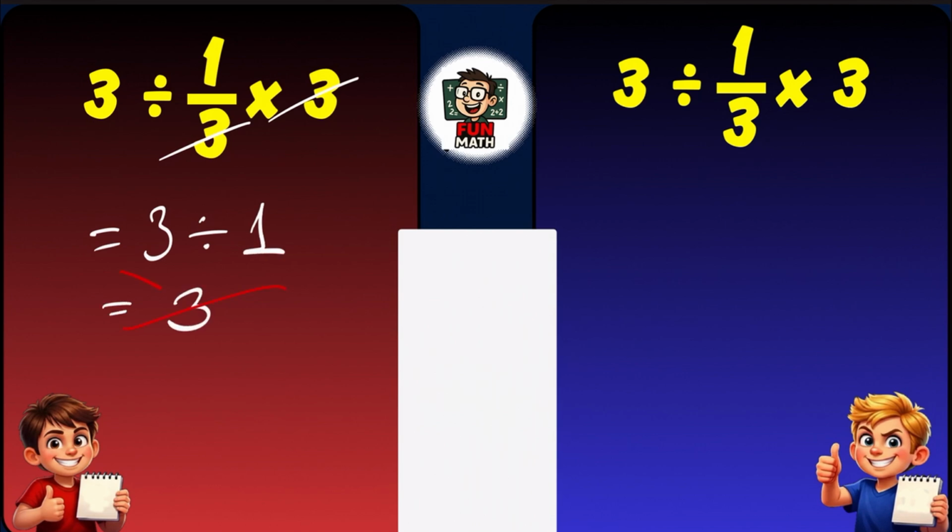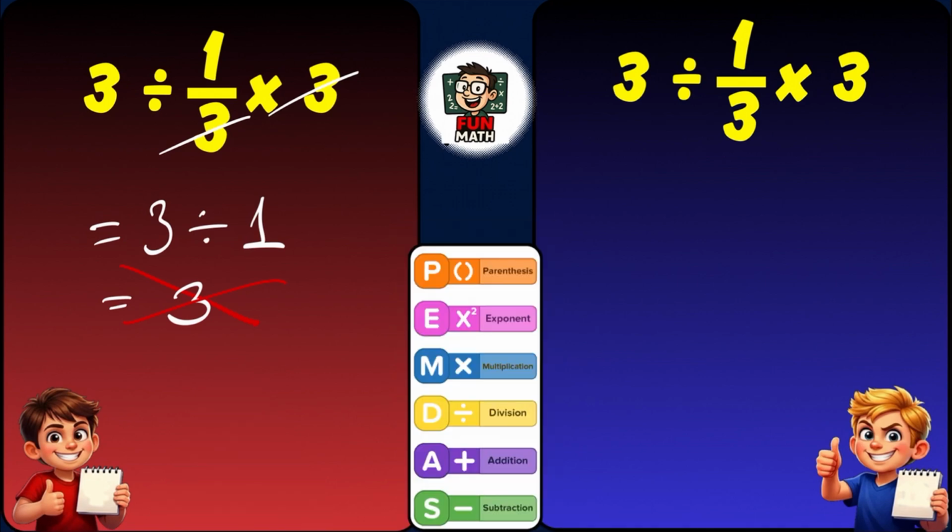If you solved it this way, you made a mistake because we didn't pay attention to the order of operations. We code the order of operations as PEMDAS. P stands for parentheses or brackets. A stands for exponents. M stands for multiplication. D stands for division. A stands for addition. S stands for subtraction.